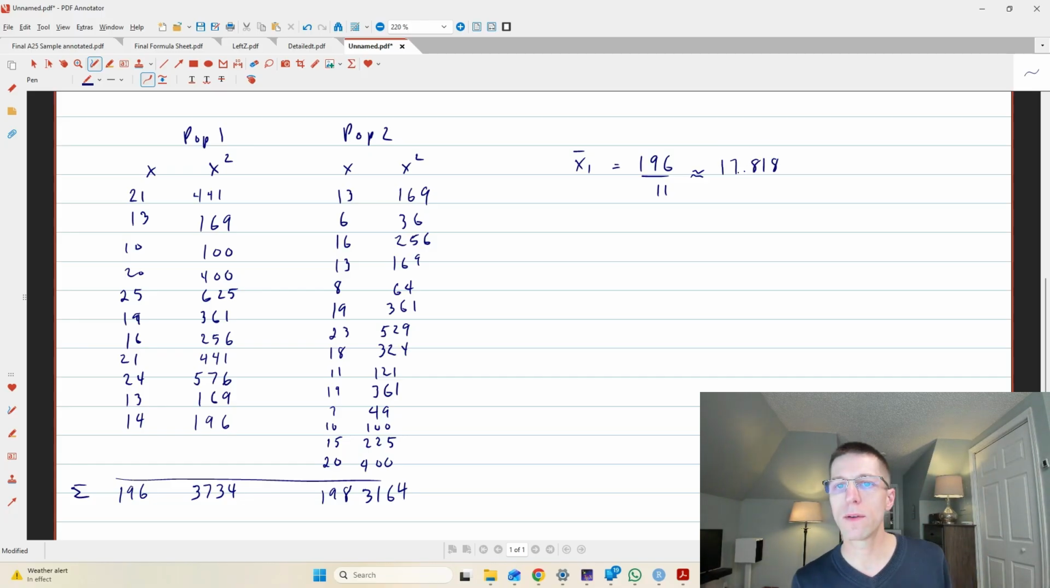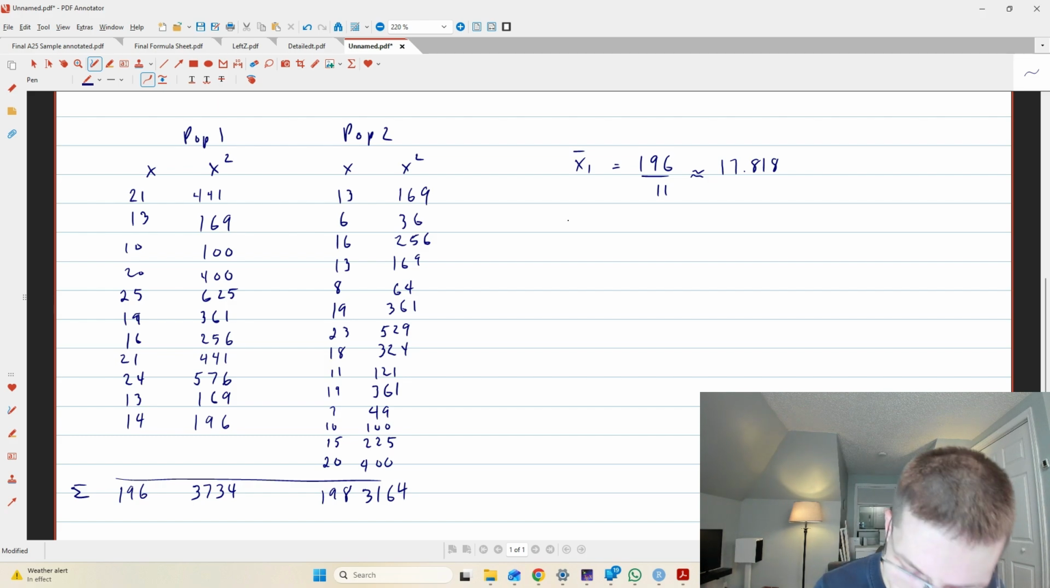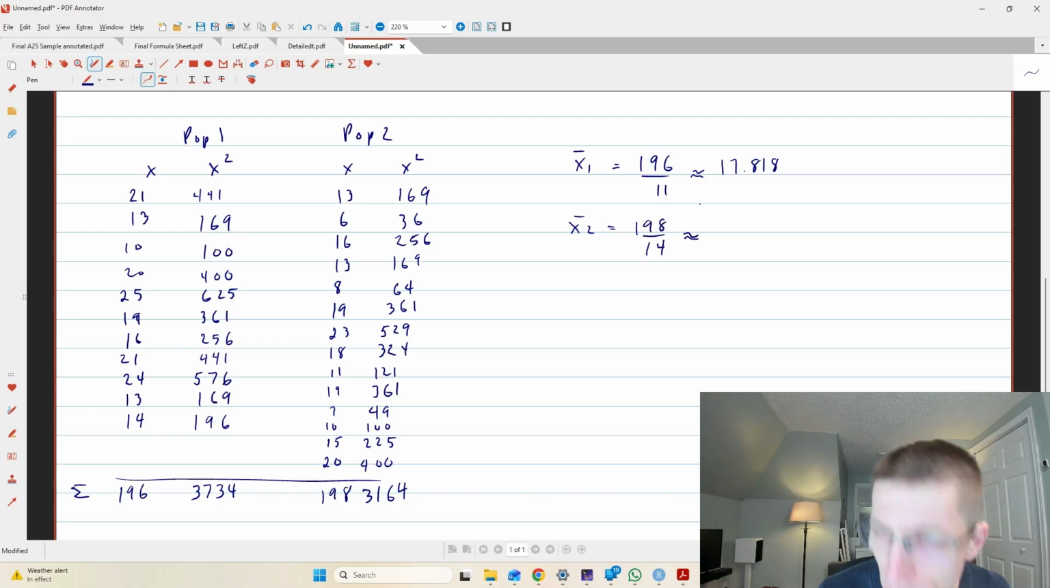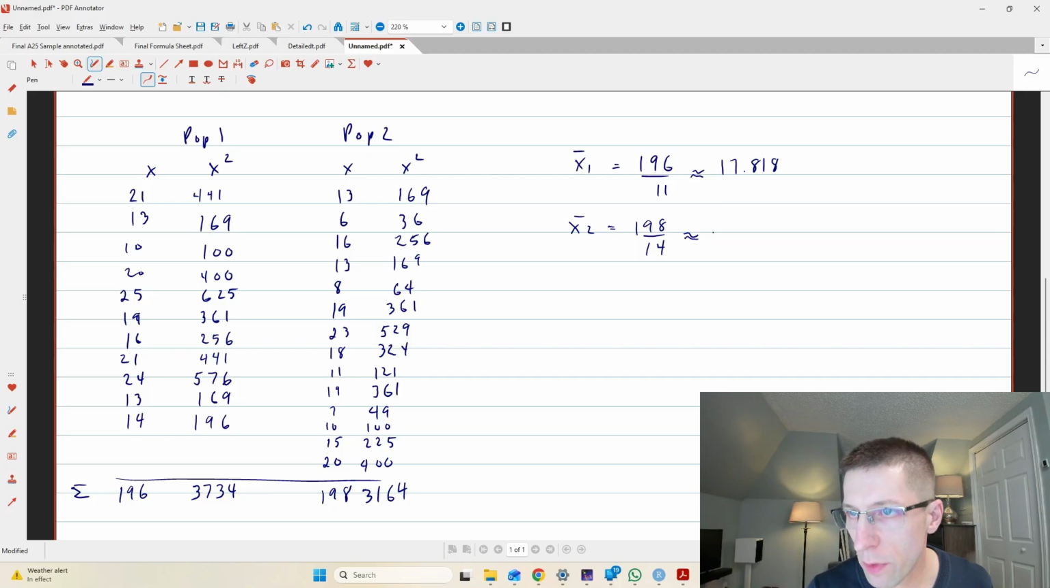And then x2 bar is going to be 198 over 14, which will work out to about 14.143.